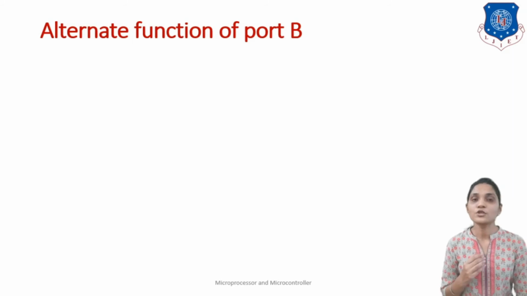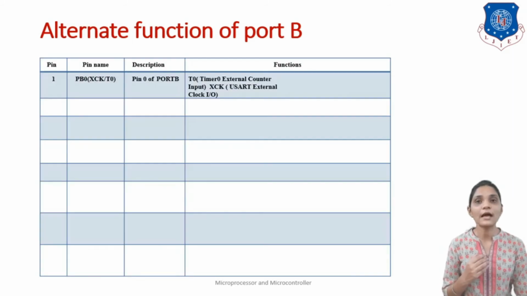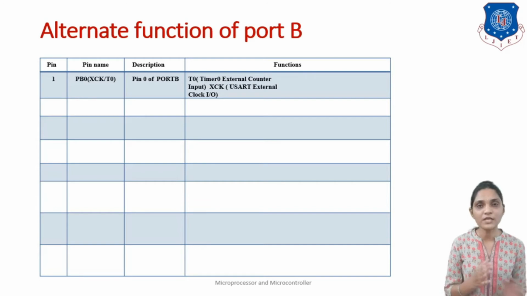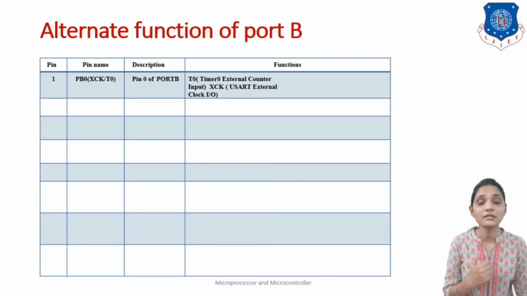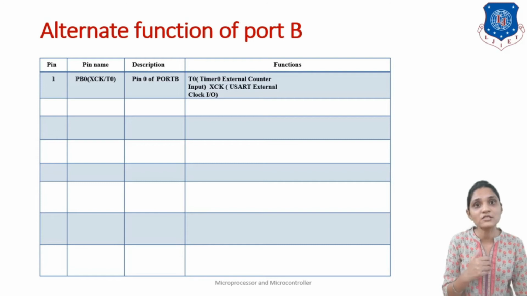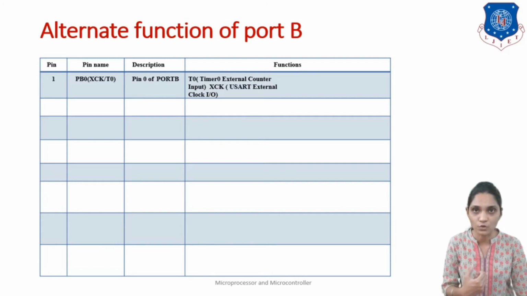Next is the alternate function of port B. This port B has a total of 8 pins. All of the pins of port B can be considered as simple bidirectional input output pins, and they also provide some other functions, which are listed here. PB0 provides the alternate function of timer 0, that is the external counter input, or the USART external clock I/O. That also provides the clock for the USART interface and also functions as timer 0.